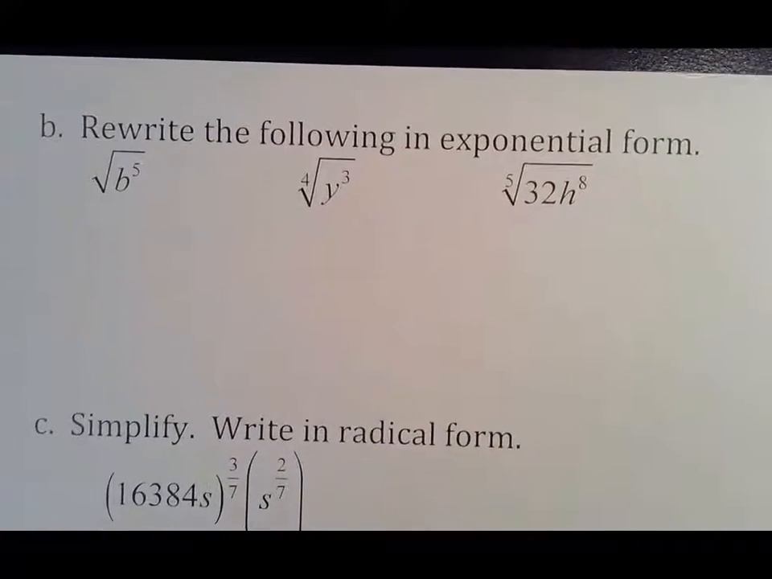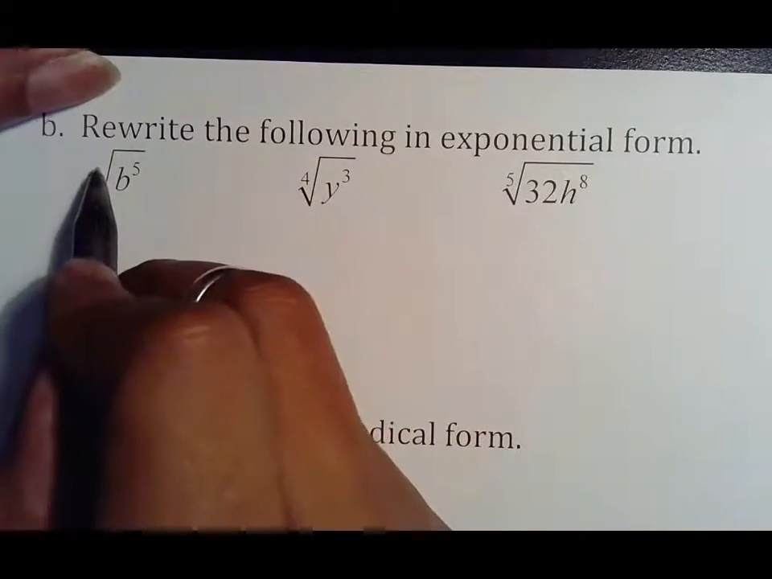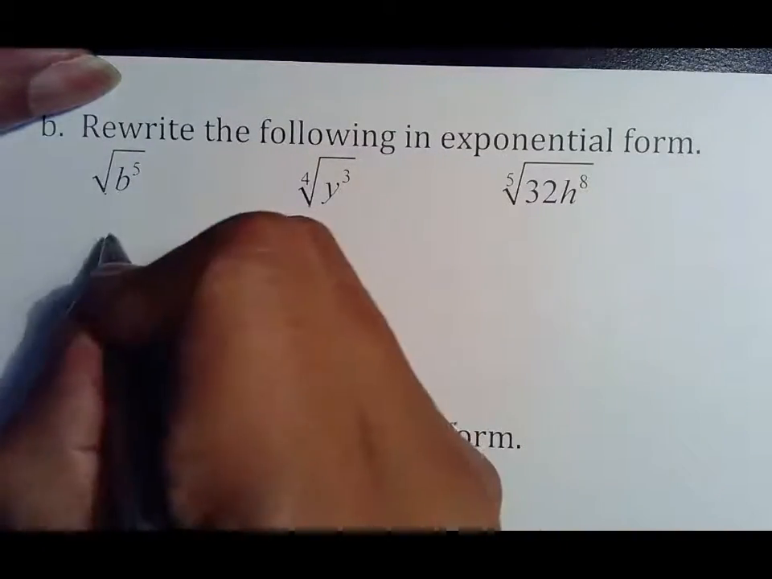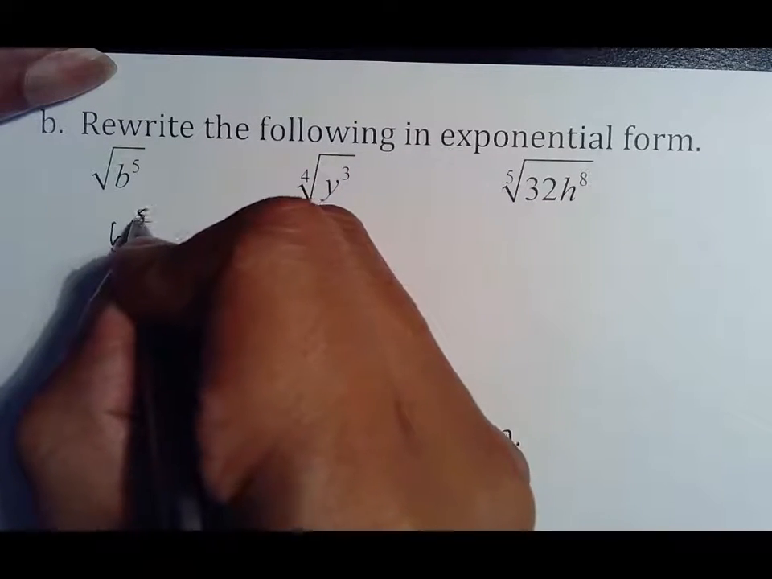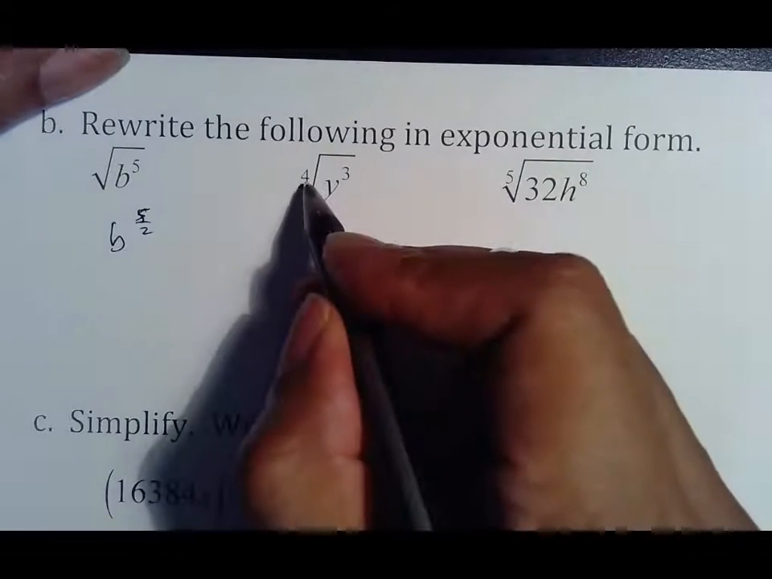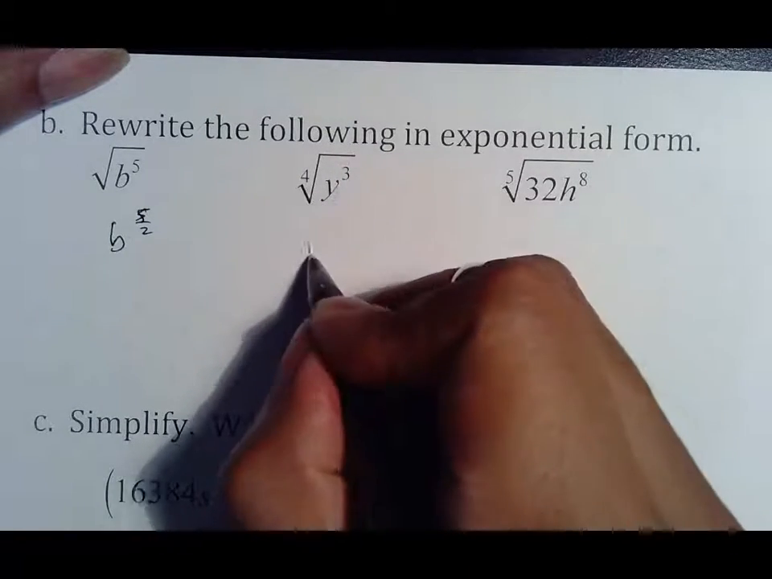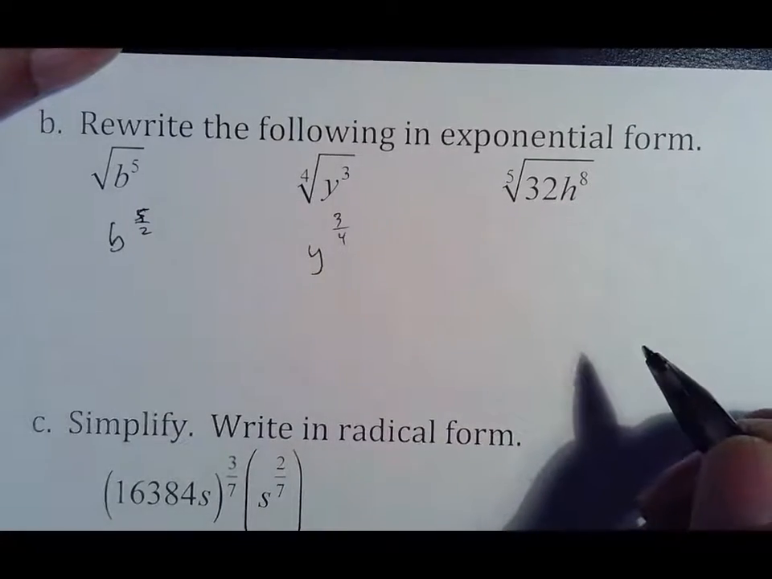Rewrite in exponential form. Again, this means there should be an exponent, not a root. Keep in mind this is an invisible 2, so this becomes b to the, that's always the top number, and the invisible outside is your bottom number. This, fourth root of y to the 3rd, you want a power, that's your top number, this is your bottom number.